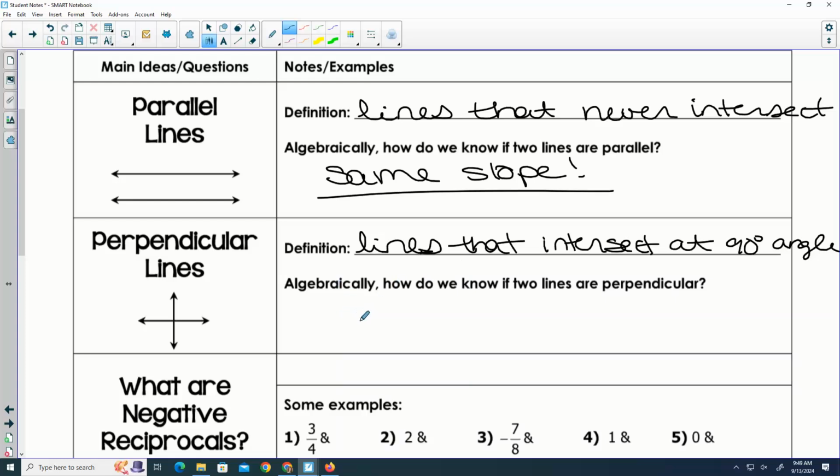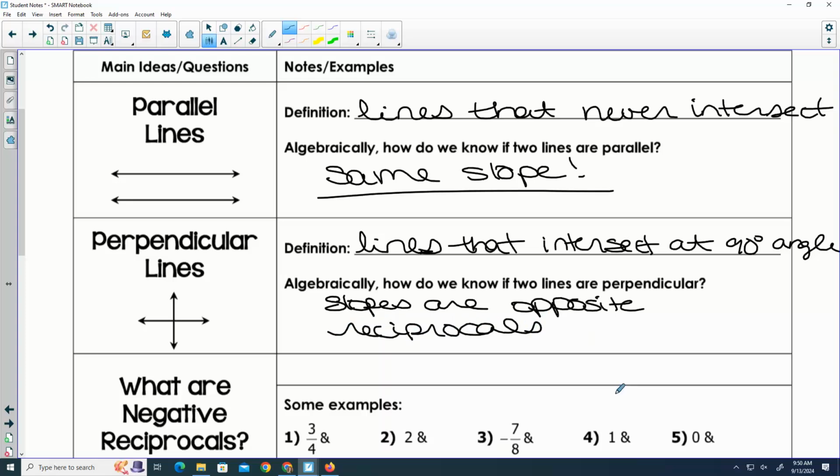So they intersect at a 90-degree angle. How do we tell that from their slopes? So if they're the same, they never intersect. If they're going to be a 90-degree angle, they have to be total opposites. So they have to be opposite reciprocals. And that means reciprocal, you flip them. Opposite, they have different signs, one positive and one negative.